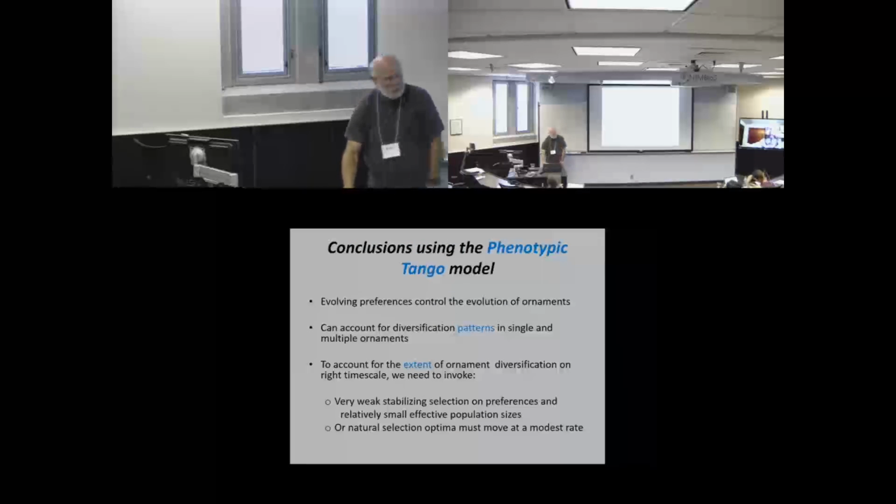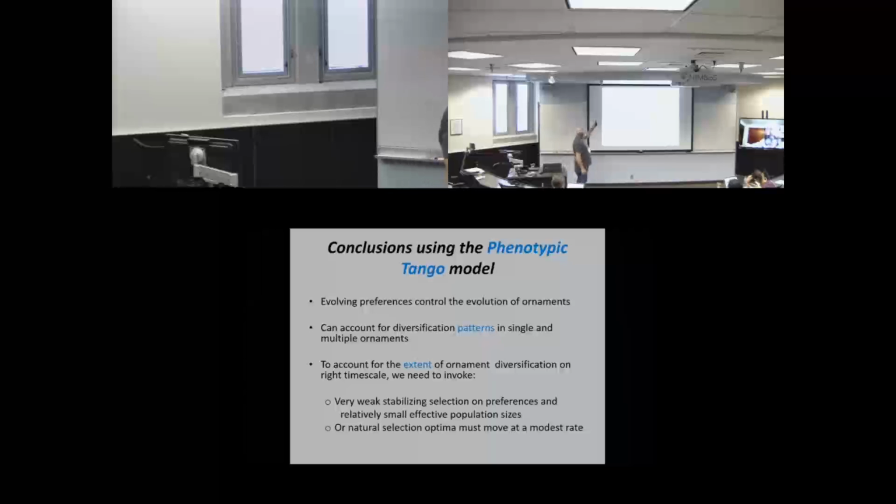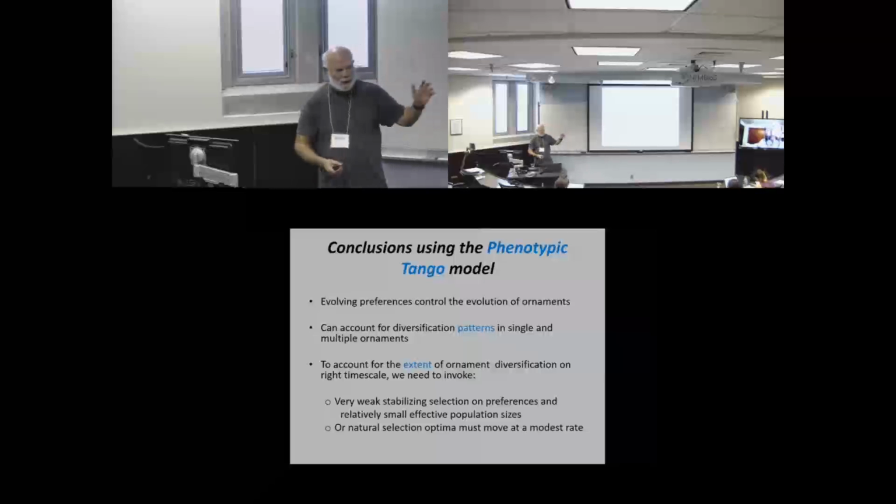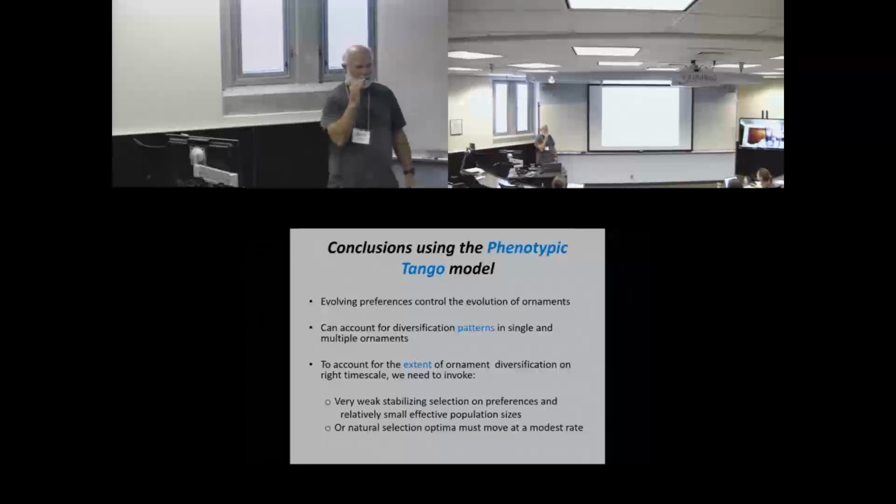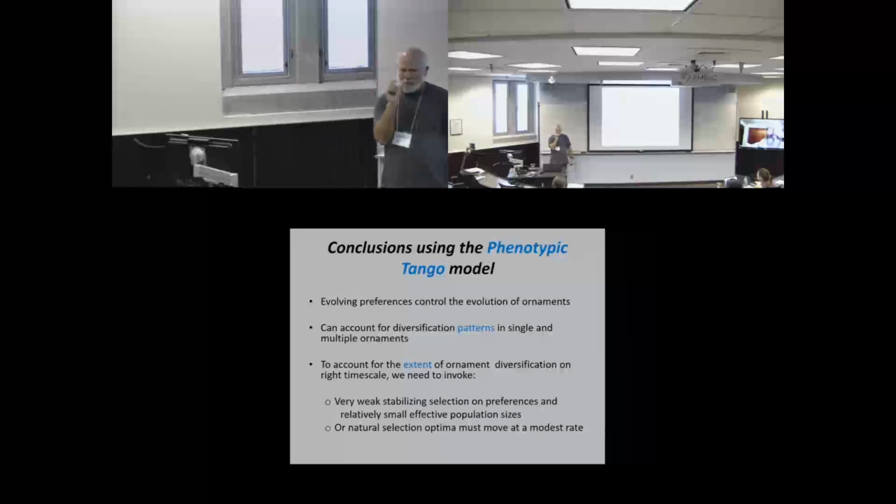All right, so here are our conclusions for fitting the model. We can get evolving preferences to control the evolution of ornaments. We can account for the patterns of ornament evolution with the model. But to account for the extent, we've either got to have really weak stabilizing selection on preferences or we've got to have the optimum move. And it doesn't have to move at any phenomenal rate. As you'll see later, a modest rate of preference optimum movement, just a little jiggle each generation, just very slow Brownian motion of the preference optimum would explain the radiation. Now that, well, okay.